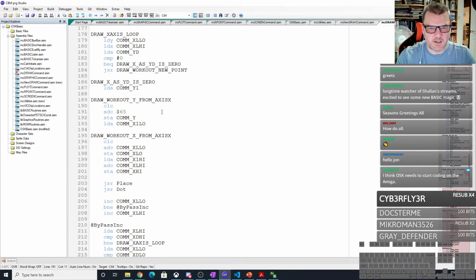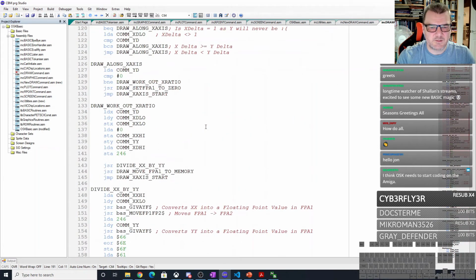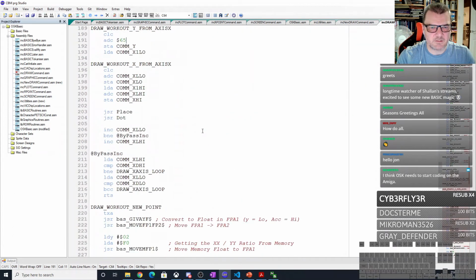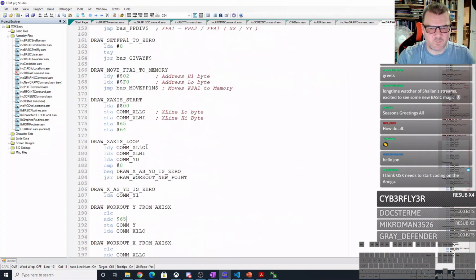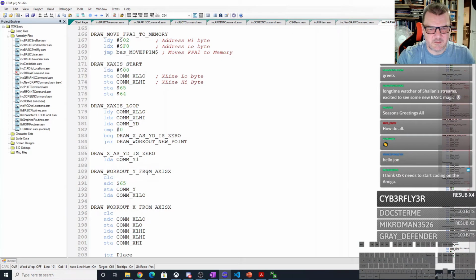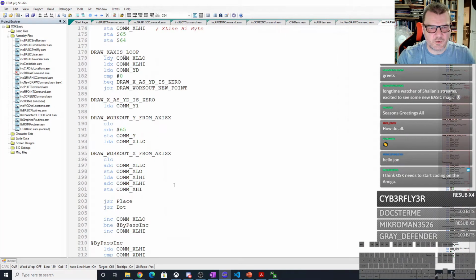So these are the workouts. So this is work out Y from X and X from X. Let's just have a look at the prepare just to make sure. Work out X from Y. Right, so the first one says Y from X. Draw, work out Y from X.